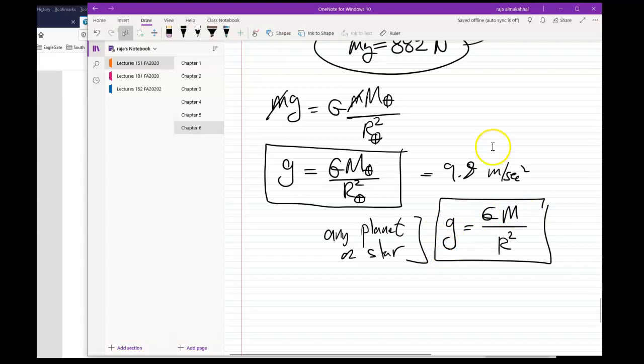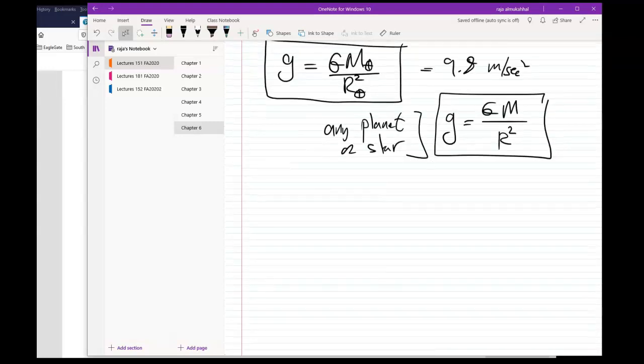So this is a very important formula. Make sure you box it. There are a couple of homework problems where you have to use this formula to find the G value of some planet. Okay, good.